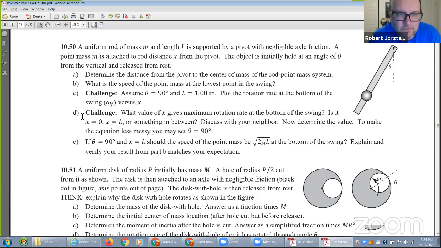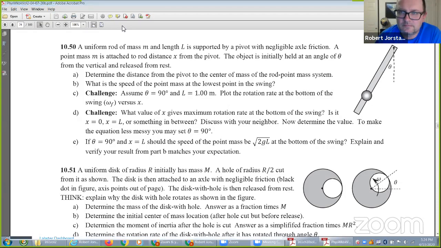So notice, for example, parts A and B look pretty darn similar. This is the full thing. Now you've got an angle. We've got a rod with some mass, but we also have a point mass stuck on top of it. There's negligible axial friction, so that says that work is going to equal 0. The object is initially released from rest.